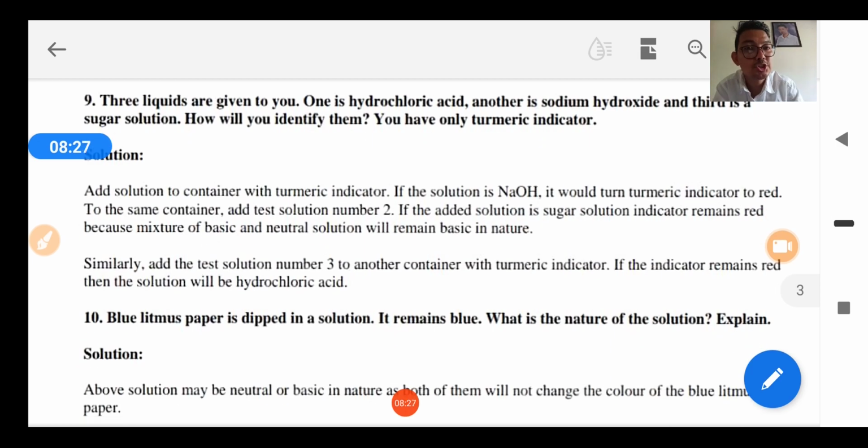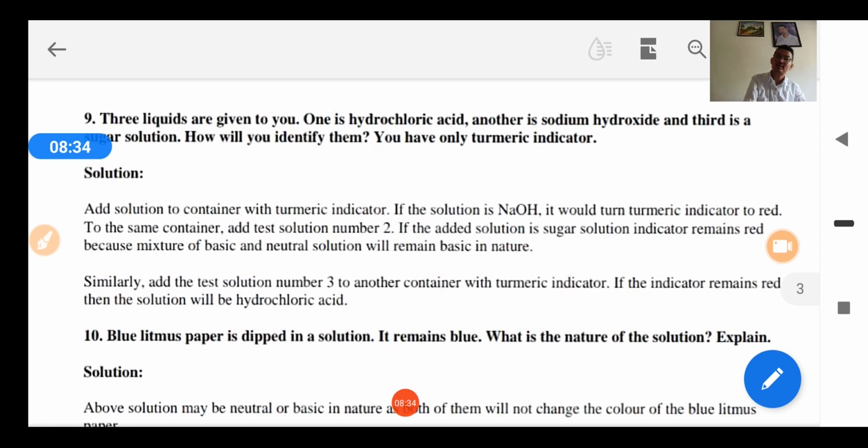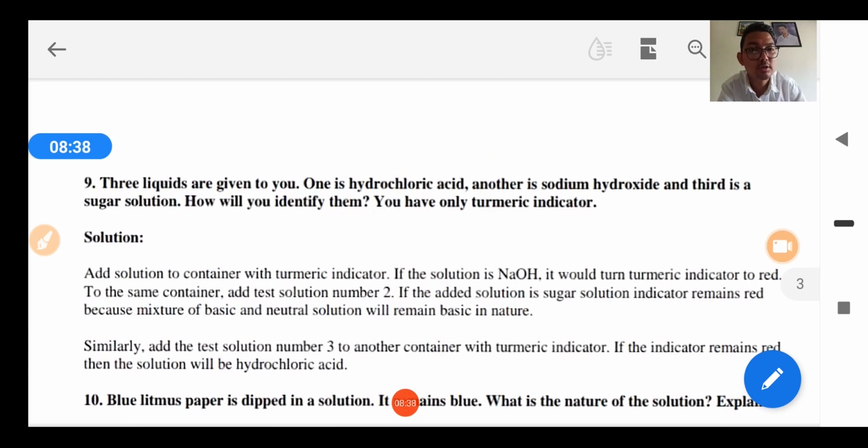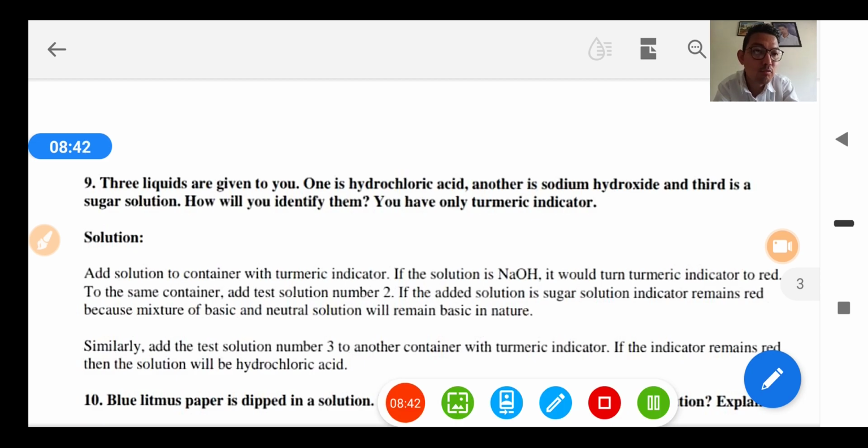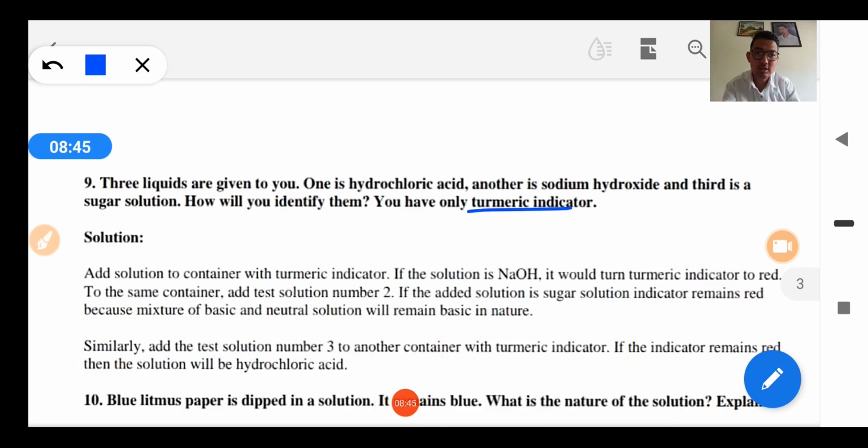Now I'm coming to the question number 9. 3 liquids are given to you. One is hydrochloric acid, another is sodium hydroxide, and the third one is the sugar solution. Now how will you identify them? We have to make use of only one indicator, which is turmeric indicator.